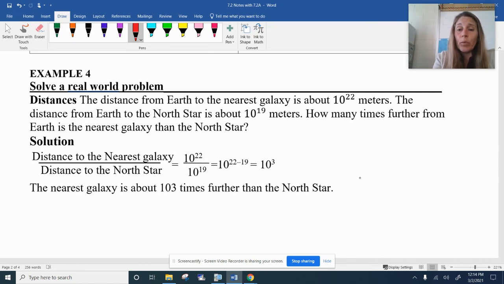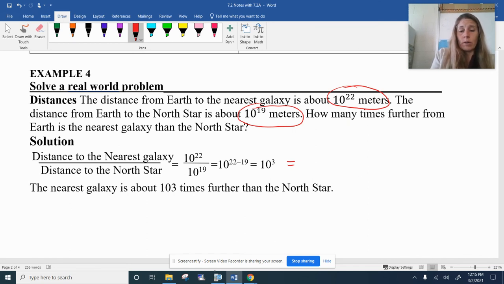So we know that the distance to the nearest galaxy, which is the farther distance, if we divide that by the shorter distance, we'll get how many times farther it is. So we're doing 10 to the 22nd divided by 10 to the 19th. Just like we were doing, we would subtract 22 minus 19, which would leave us with the 3, and 10 to the third would go over 1, and then it would just be 10 to the third. Then if you needed to work that out on your calculator, then you would get the answer. And it says the nearest galaxy is about 103 times further.